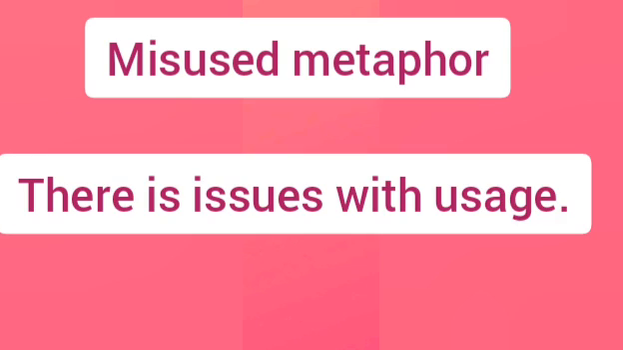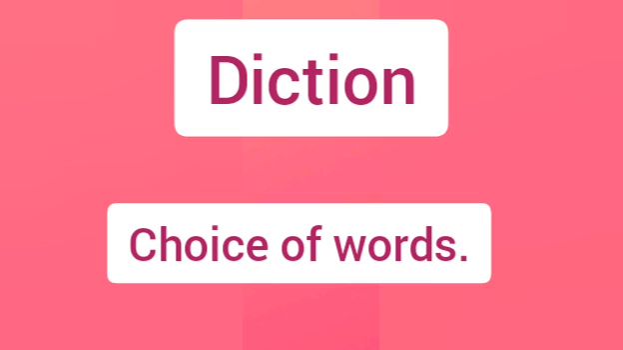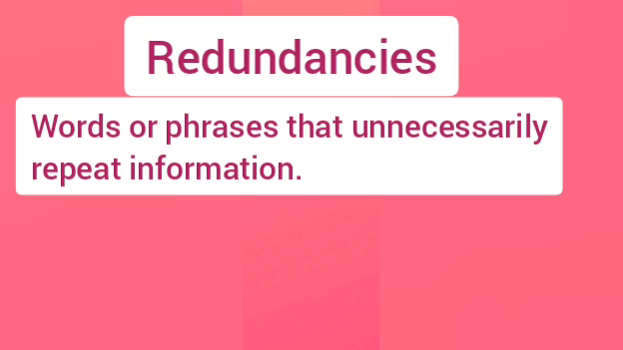If a sentence is incorrect grammatically, it means that there are some issues with usage. Diction means a choice of words, so sometimes words are used out of context. Redundancies are words or phrases that unnecessarily repeat information.